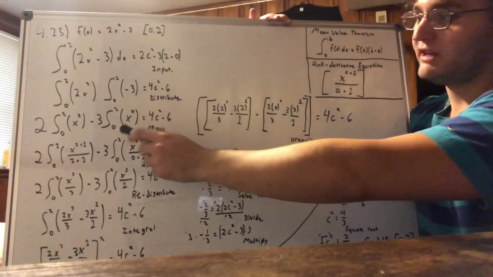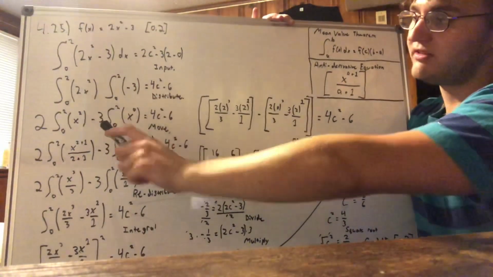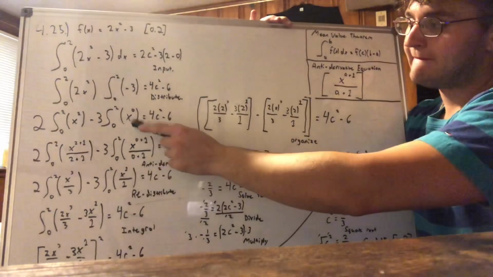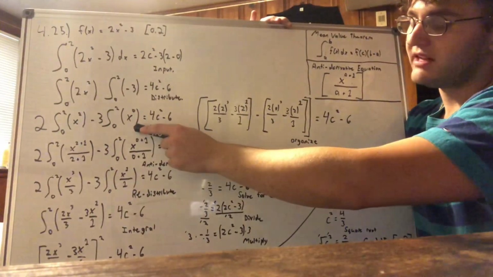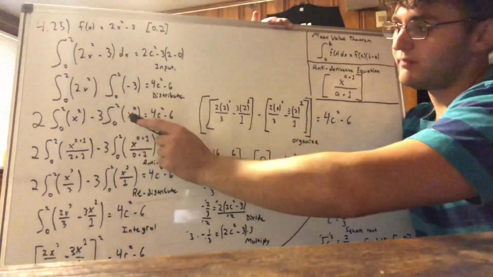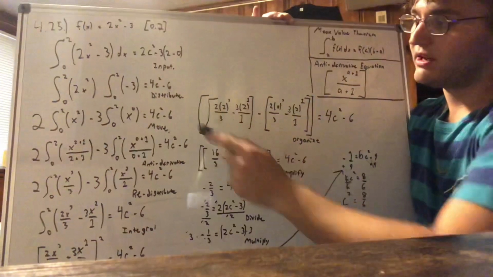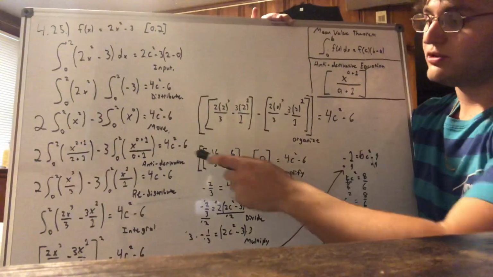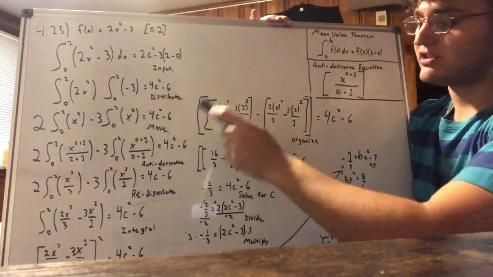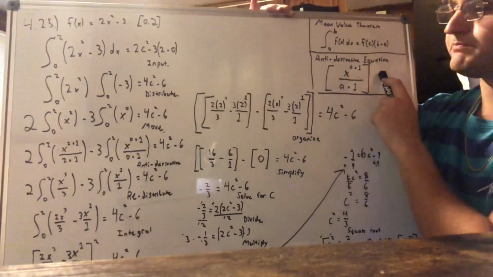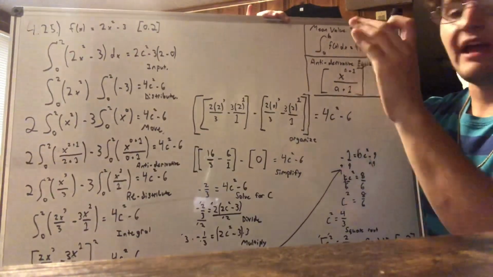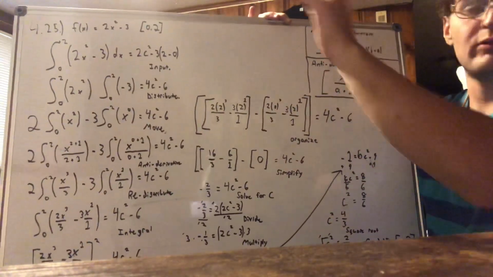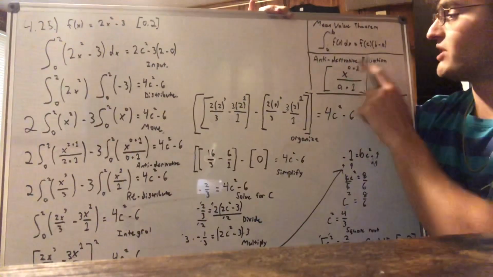Now I'm moving the constants outside of the parentheses in front of the integrals, and I am isolating our x values. So we have x squared and x to the 0 right here, still bringing down the 4c squared minus 6. Our next step is to input our x squared and x to the 0 into the antiderivative equation. All you have to know is that the x value and whatever the exponent is will be your a value.